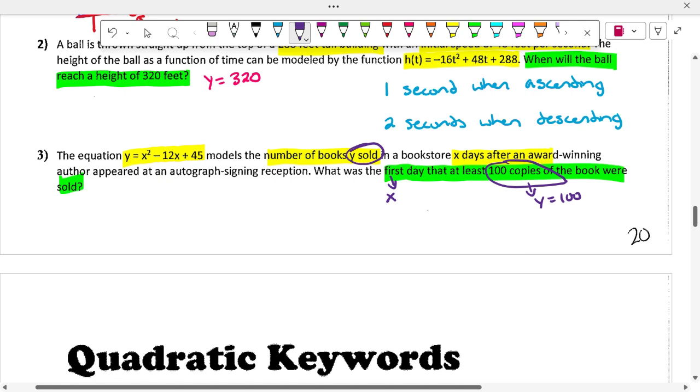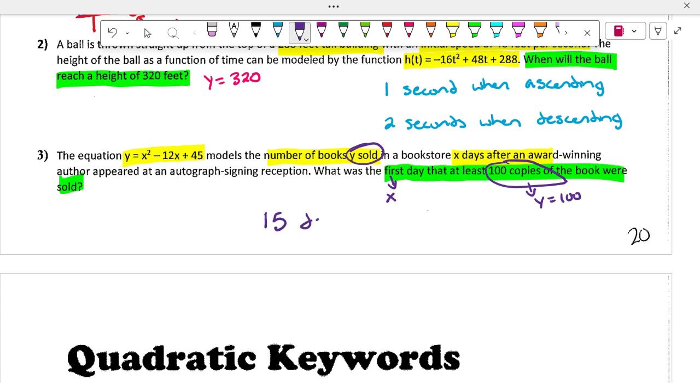Now, let's say you misrounded. I wouldn't kill you on it. All right. As long as you're within the margin of error. So like 15, 16, I would have accepted either one. Yes. So I would say after 15 days.